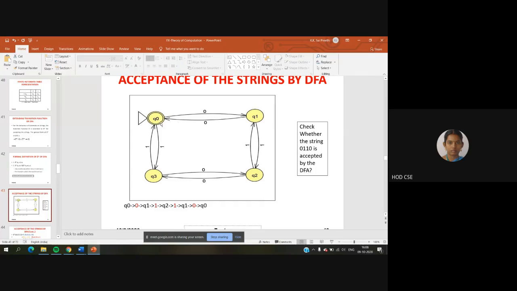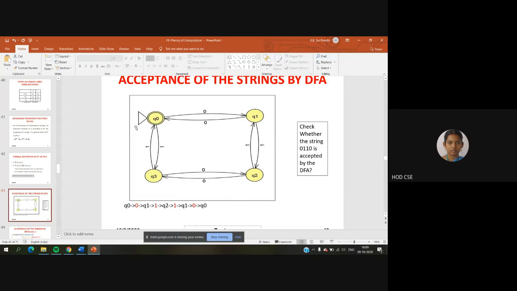For example, consider this DFA. The DFA has 4 states, Q0, Q1, Q2, and Q3. I want to check whether the string 0110 is accepted by this DFA or not. How can we say the string is accepted by the DFA? By reading the string, if the DFA reaches the final state, then we can say the string is accepted by the DFA.